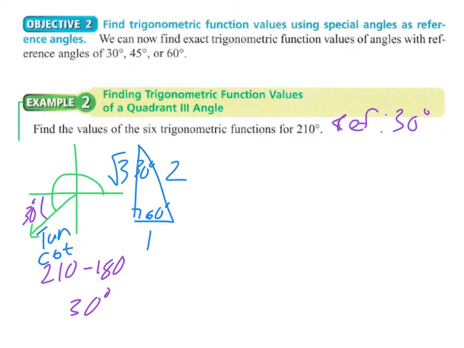The other four trig functions have either an x or a y paired with an r. The r can't be negative, the x or y would be negative, so the other four trig functions would all be negative.